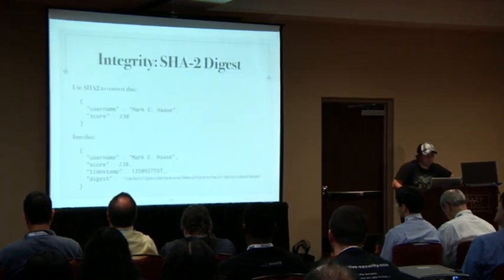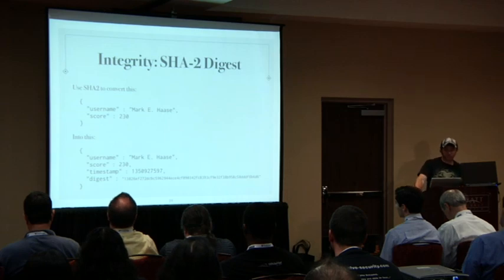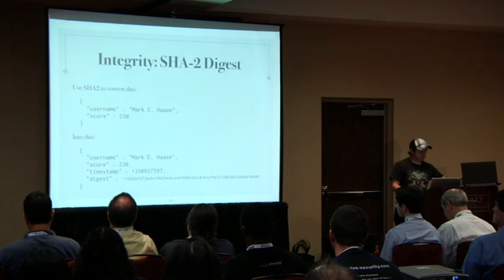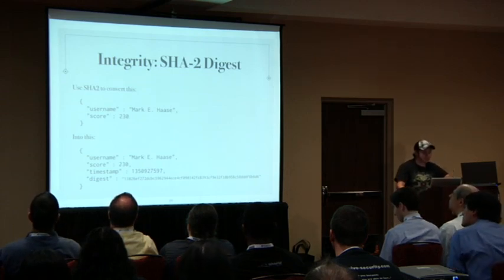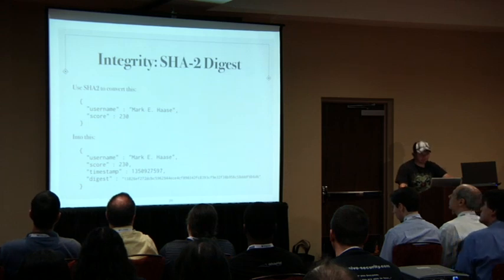So here's what's going on. We're going to use SHA-2 to convert the top data to the bottom data. Essentially, all we're doing is appending a timestamp, and we're creating a hash from the data as well as our secret key, which again is secret.